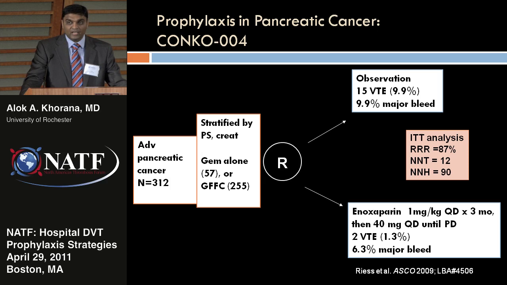These focused on a very high-risk population, so only pancreatic cancer patients were enrolled. They were randomized to receiving standard chemotherapy plus, in this study, enoxaparin versus observation. And here you can see that the rates were very high, close to 10% in the observation arm compared to 1.3% in the enoxaparin arm. The relative risk reduction was 87%, number needed to treat was 12, and major bleeds were actually higher in the observation arm than they were in the enoxaparin arm.